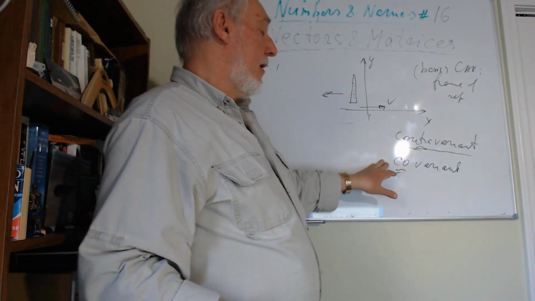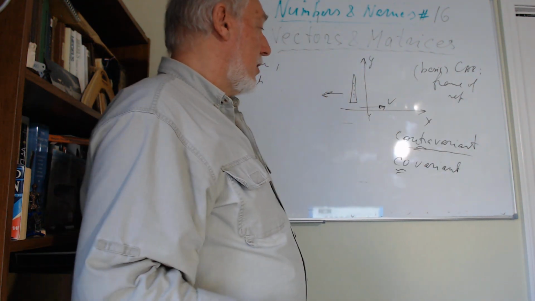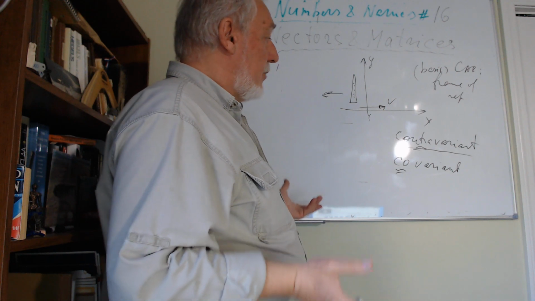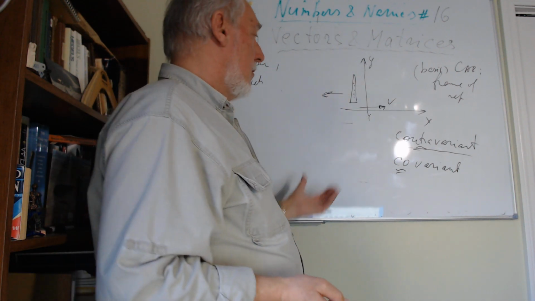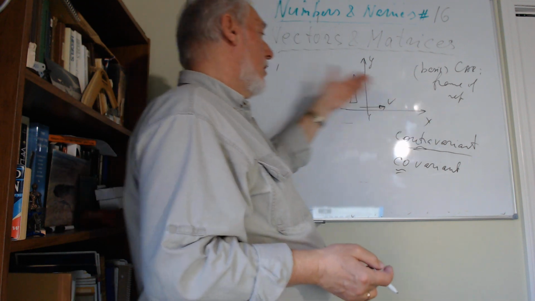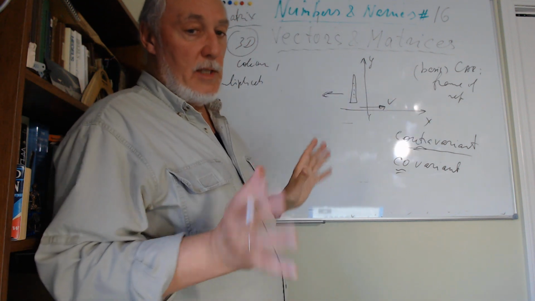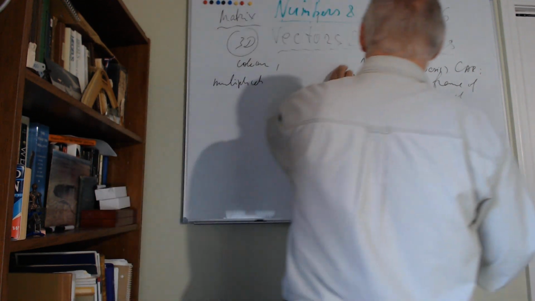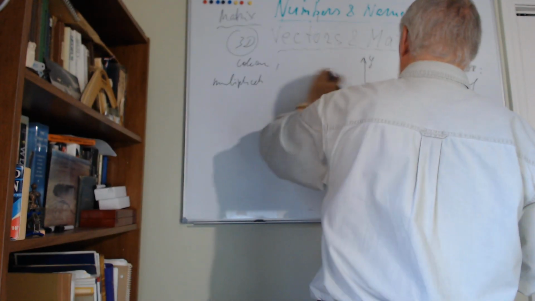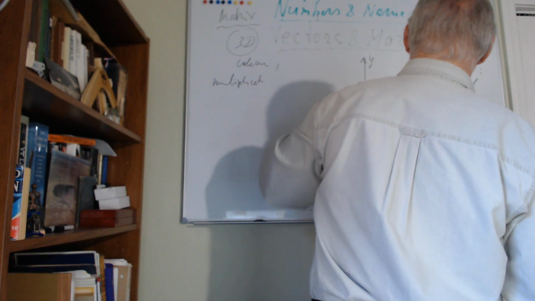So covariant moves with u, and so it changes, but it changes differently. Contravariant changes opposite. This goes with u, this goes back. You understand, right? The same thing happens if you try not to move, but for example, to rotate.